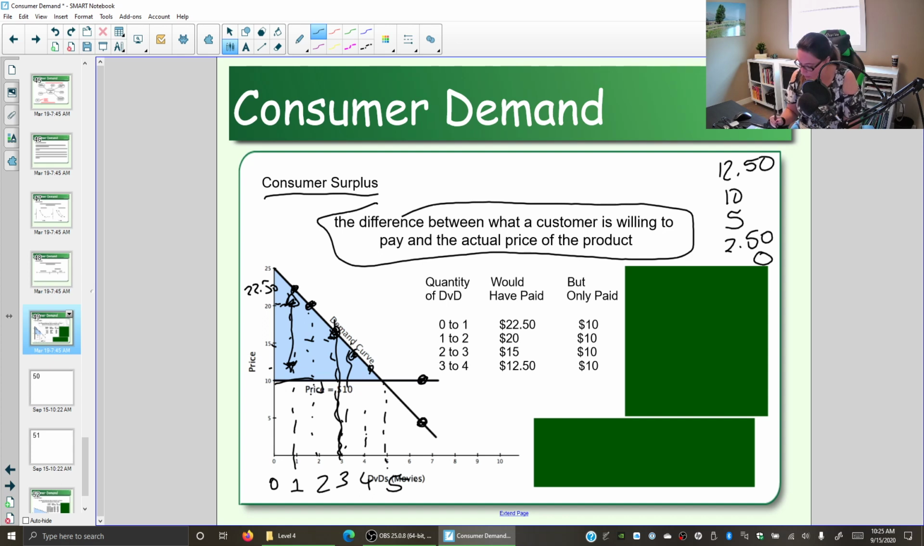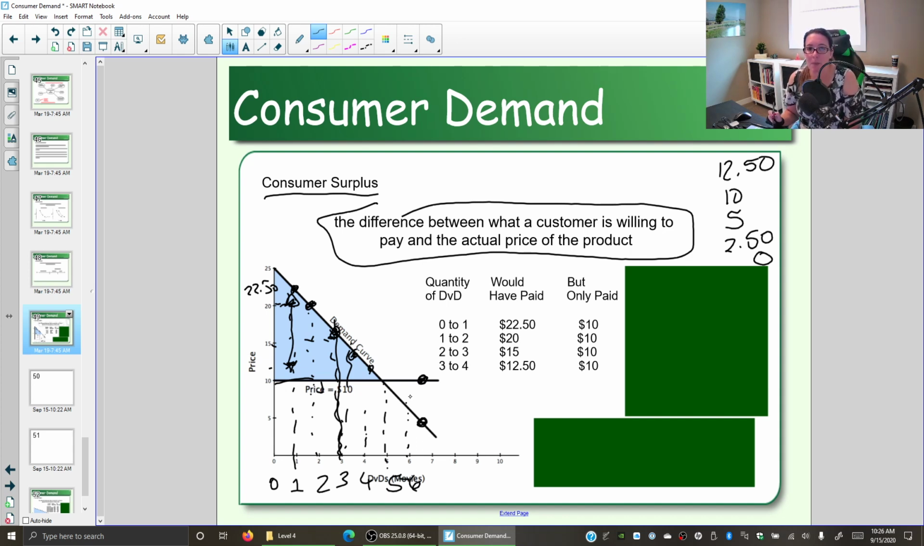Well, what about the sixth movie? The sixth movie is worth $7.50 to us, and the price at the store is $10. So if it's worth $7.50, but you have to pay $10, will you get it? No, it's not worth that much to you.